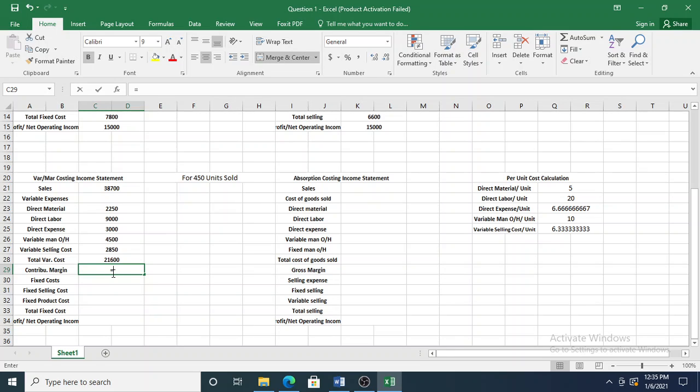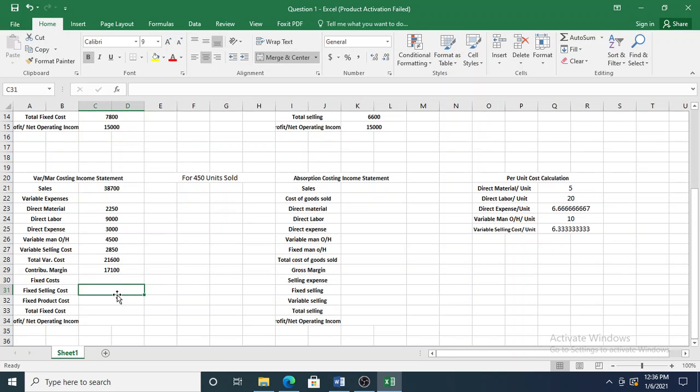Then the contribution margin is sales minus total variable cost, which gives us 17,100. Fixed cost calculation is, now pay attention that we did not multiply the fixed costs to get the per unit value, because fixed costs are fixed whether we produce 400 units, 1 unit, a million units. Fixed costs are going to be fixed.